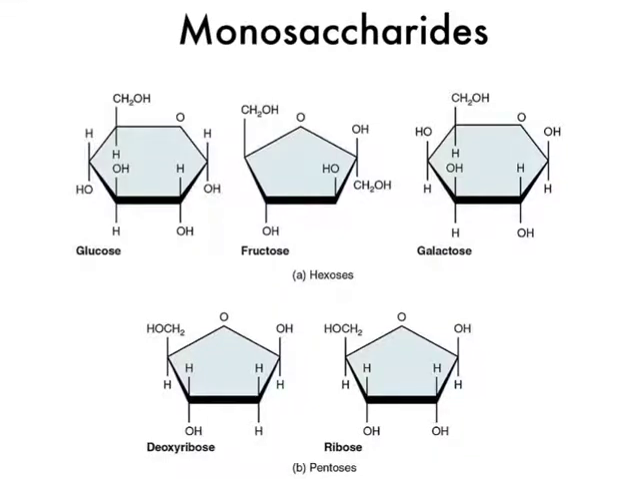Here are the most common monosaccharides: glucose, fructose, galactose, are all 6-carbon monosaccharides. Deoxyribose and ribose are 5-carbon monosaccharides. Now, deoxyribose and ribose are the compounds that are found in DNA and RNA, respectively. You should be able to tell me what the chemical formulas for all of these are. But these are the most common monosaccharides, and they're, of course, going to be used to build the disaccharides.